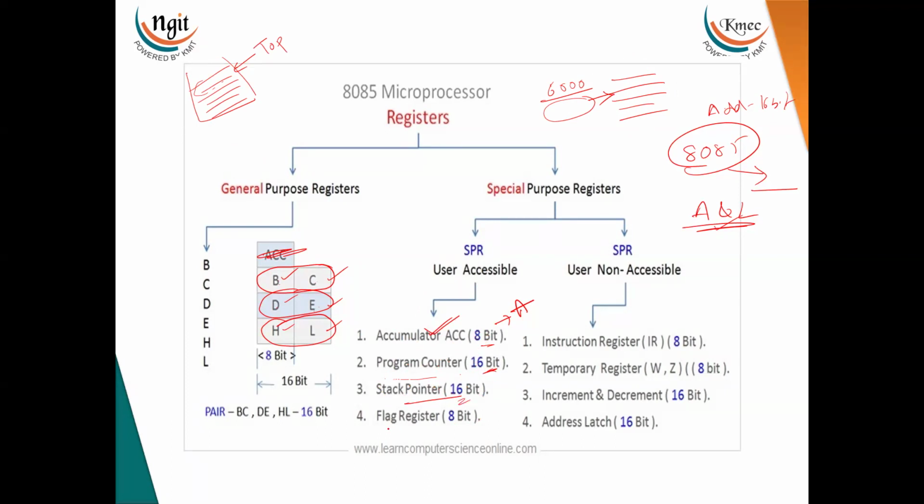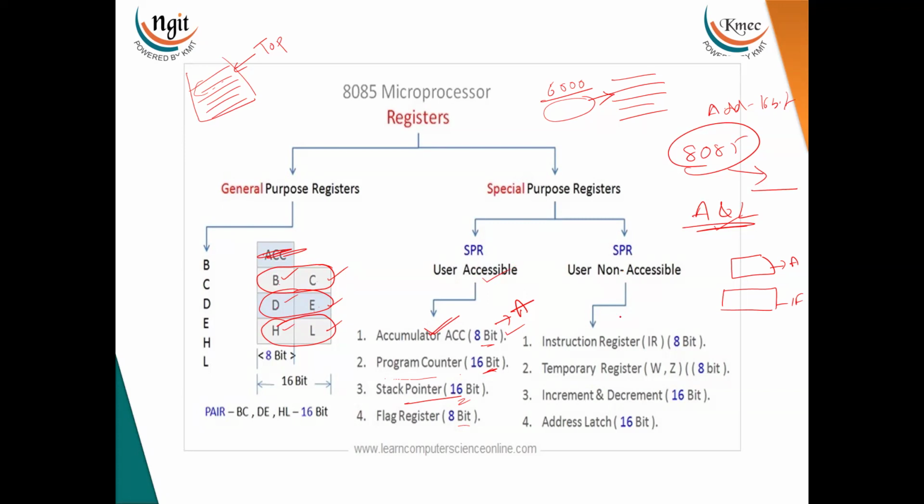Next, the flag register. It is an 8-bit register. The flag register indicates the status of the accumulator. After executing the instruction, the result is stored in the accumulator. Then what is the status of this accumulator? That will be indicated by the flag register. I will explain the flag register in detail after completing these registers. These are the 4 registers which are accessed by the user.